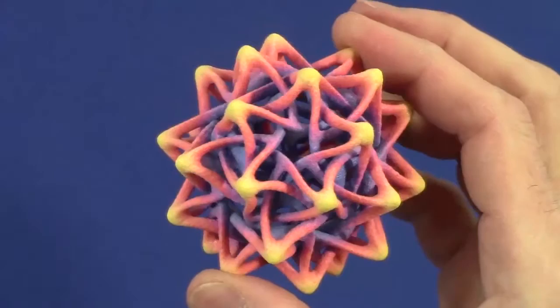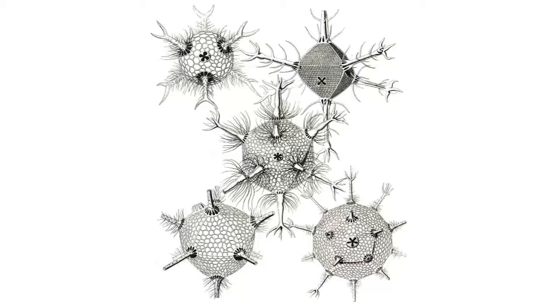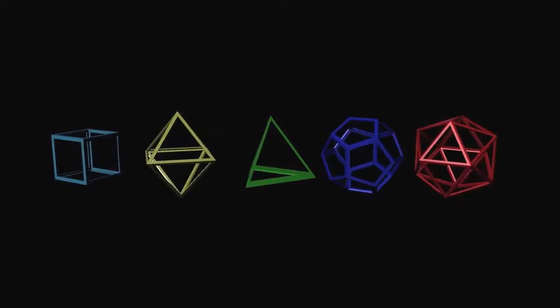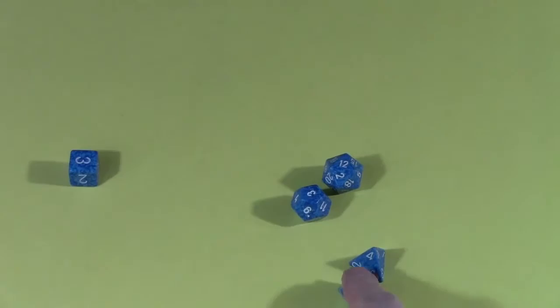To a mathematician, it's interesting that among the radiolarian forms can be found structures based on the five Platonic solids. The five Platonic solids are the most symmetric ways of assembling regular polygons into convex three-dimensional forms. Nowadays, many people know them as the shapes of dice used in the game Dungeons & Dragons. There's a cube, octahedron, tetrahedron, dodecahedron, and icosahedron.